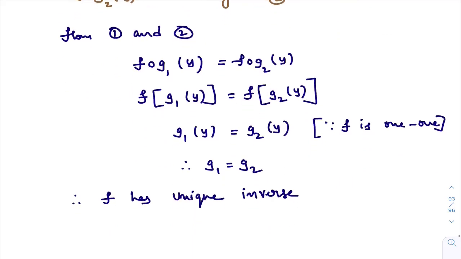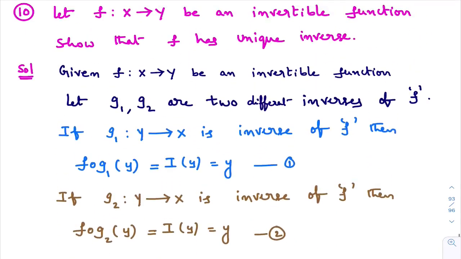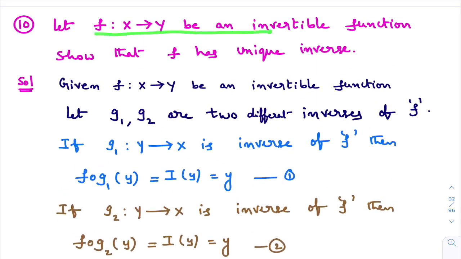From the definition of a composite function, the circle can be replaced with brackets. f circle g1 of y can be written as f of g1 of y, and f of g2 of y. I hope you understand how we got this step. Just in place of the circle, I wrote the bracket. Now, after getting this step, what is f? In the question itself they gave that f is an invertible function.